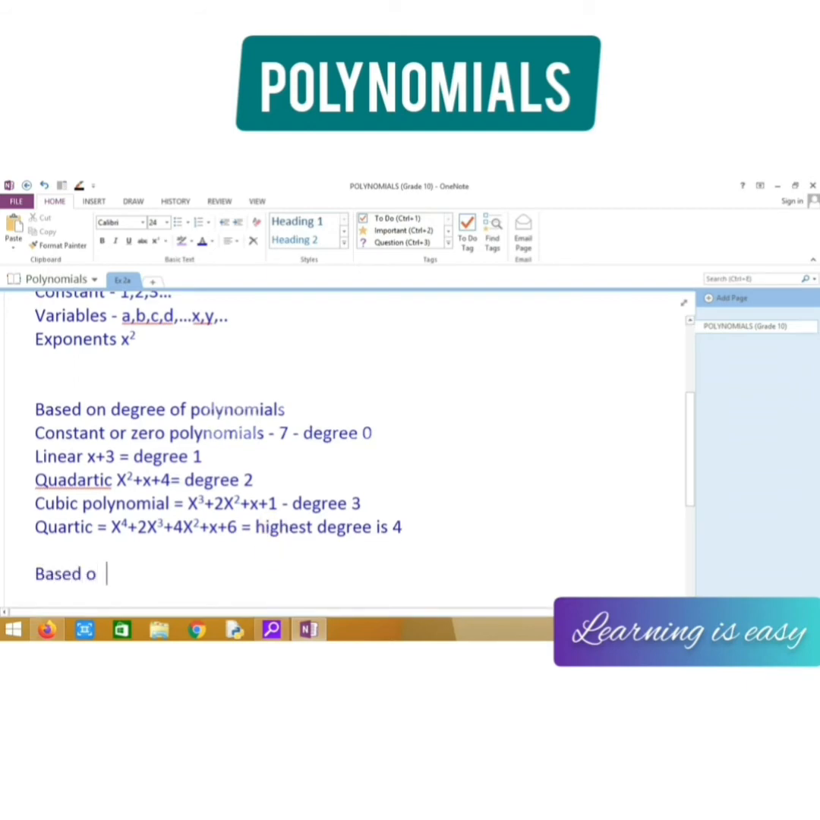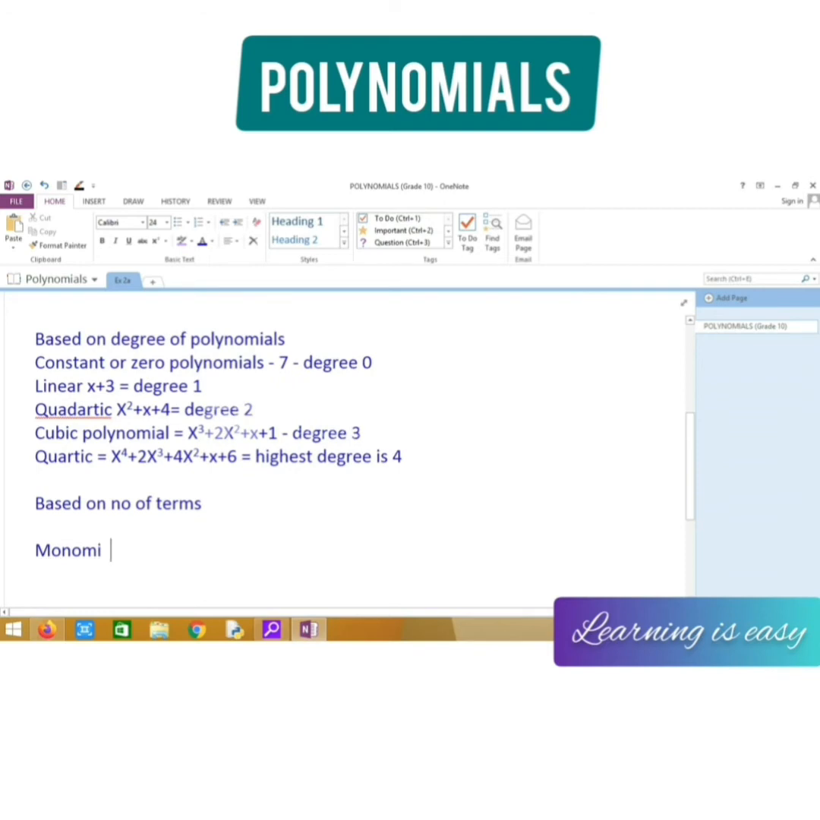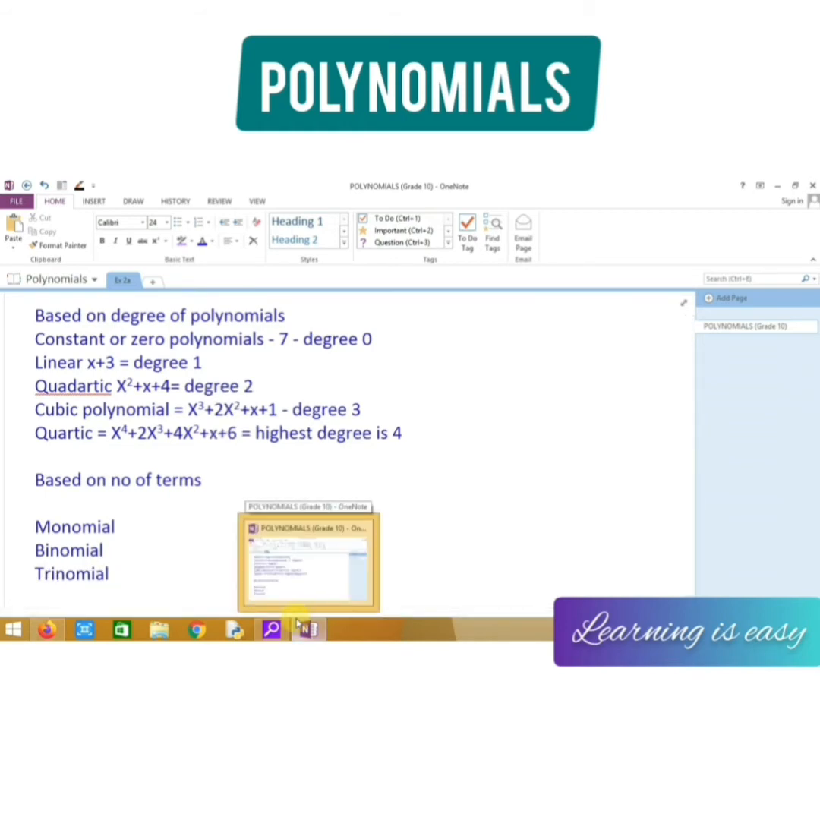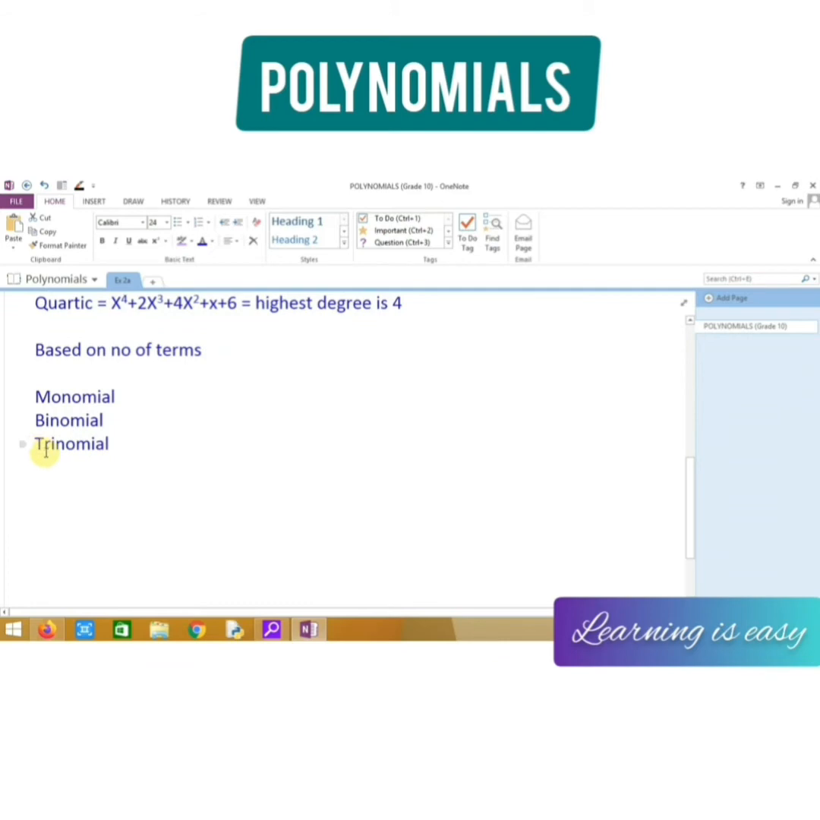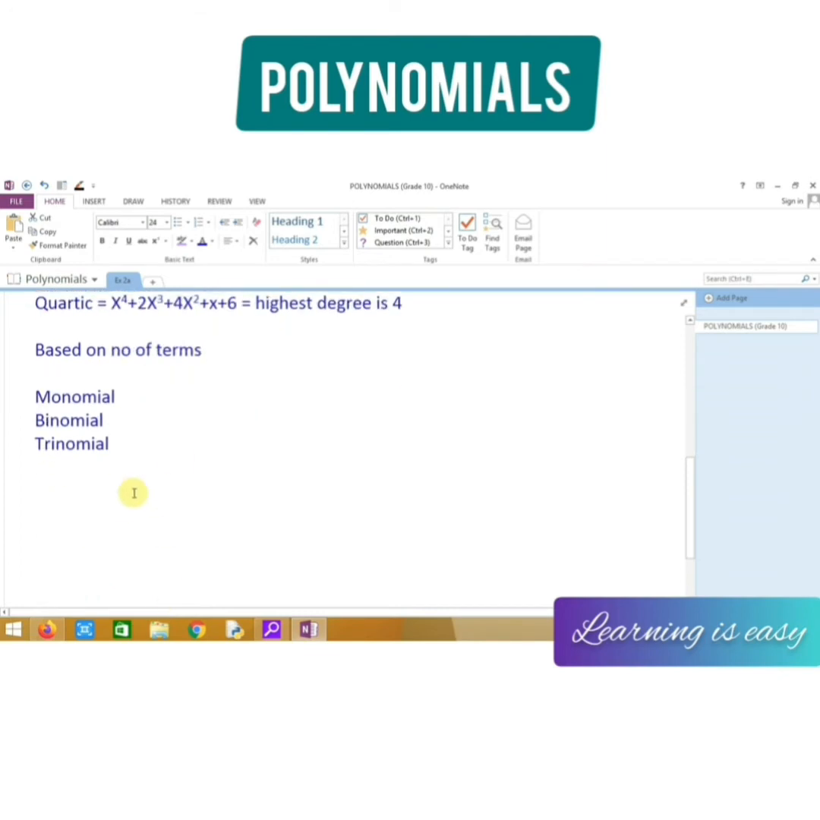Next, polynomials are also based on number of terms categorized as monomial, binomial, trinomial, wherein mono meaning only one term, binomial, bi meaning two terms, and trinomials, tri meaning three terms. So based on degrees and based on terms, they are categorized as explained here. So binomial example is linear equation. Trinomial example is quadratic equation. Very similar pattern. It has 3 terms.